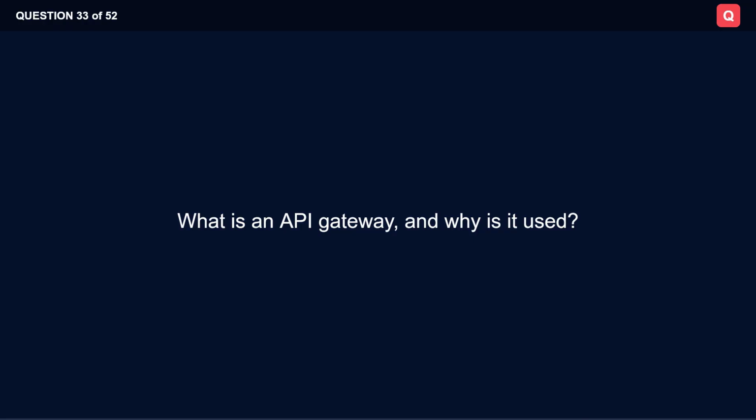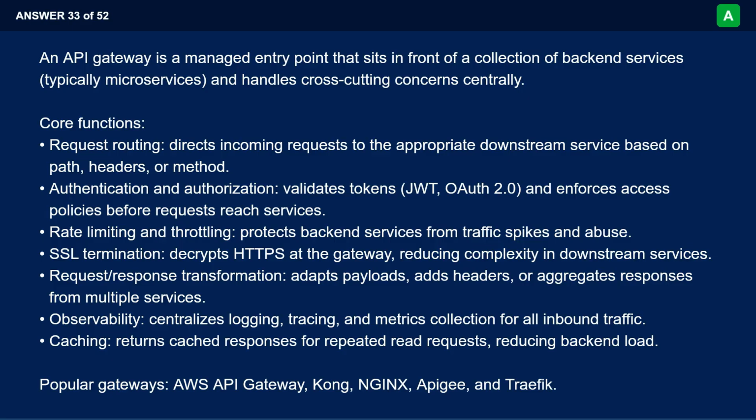What is an API gateway, and why is it used? An API gateway is a managed entry point that sits in front of a collection of backend services, typically microservices, and handles cross-cutting concerns centrally. Core functions: request routing. Directs incoming requests to the appropriate downstream service based on path, headers, or method.